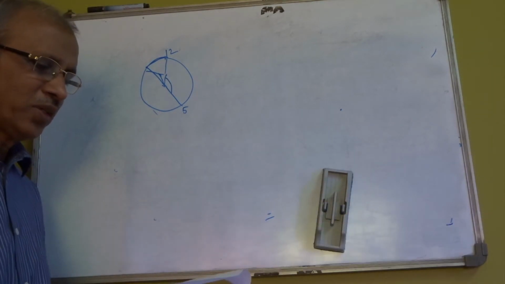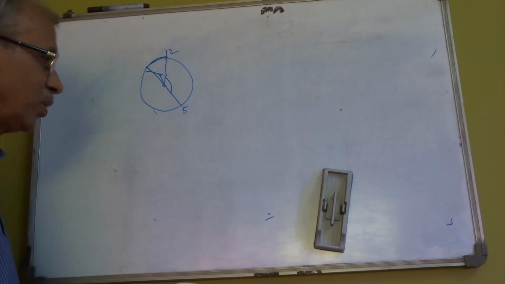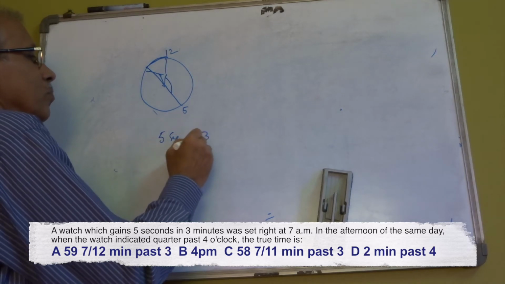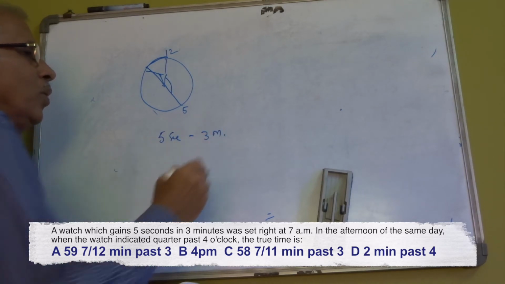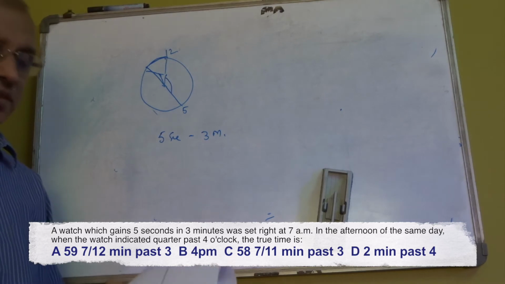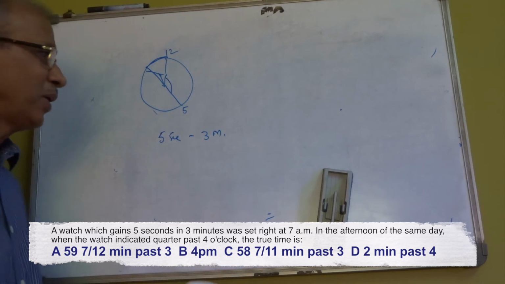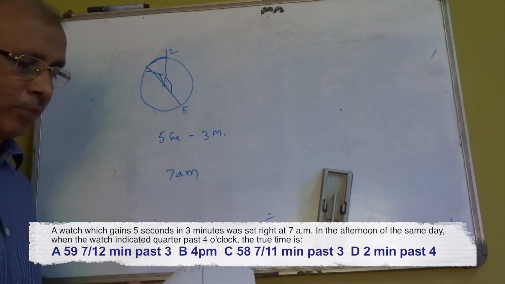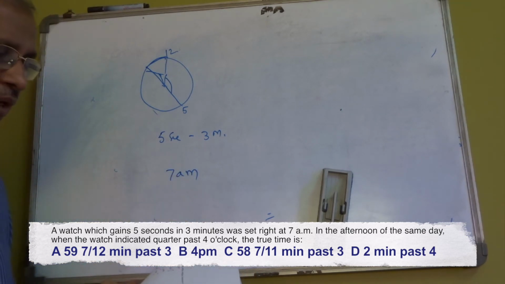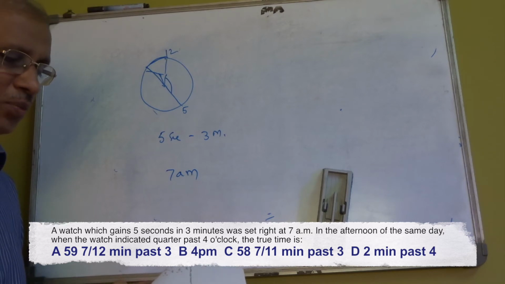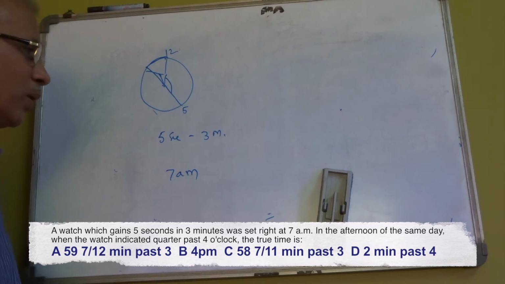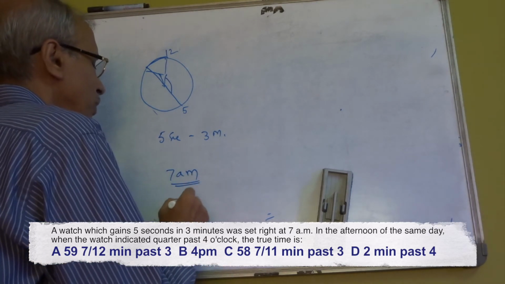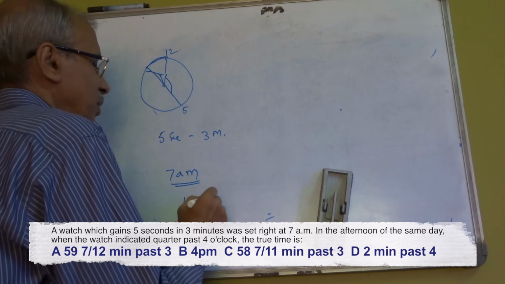A watch gains 5 seconds in 3 minutes. Every 3 minutes it gains 5 seconds. It was set right at 7 a.m. In the afternoon of the same day, when the watch indicated 4:15, what is the true time? It was set at 7 a.m. Now it is showing 4:15 p.m. What is the correct time?